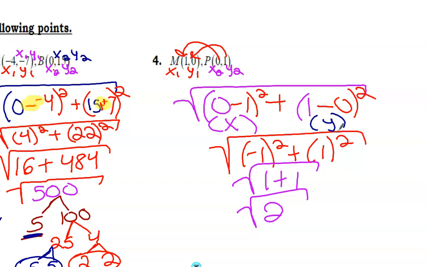Negative 1 squared is 1. 1 squared is 1. 1 plus 1 is 2. And nothing goes into 2 except for 1. So my final answer is the square root of 2. I don't have any pairs of anything to take out, so then I'm done.